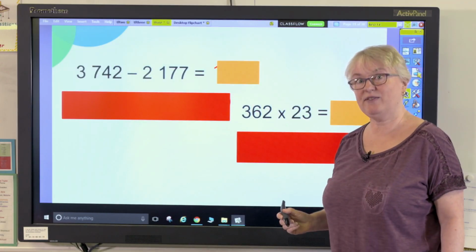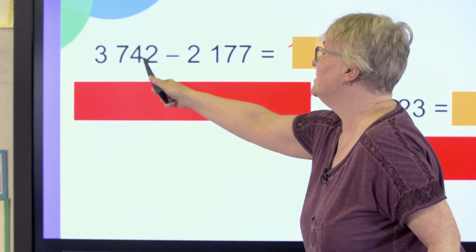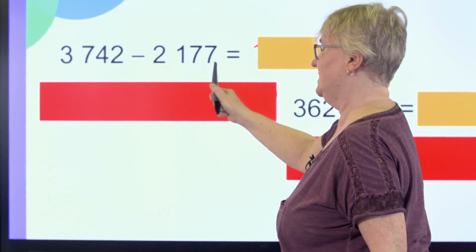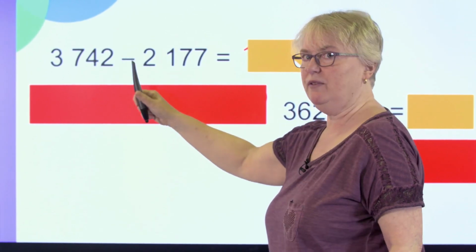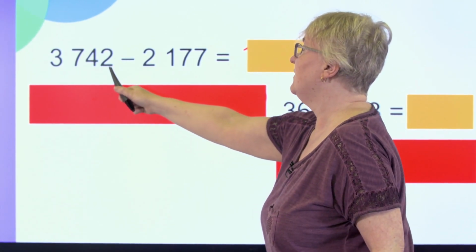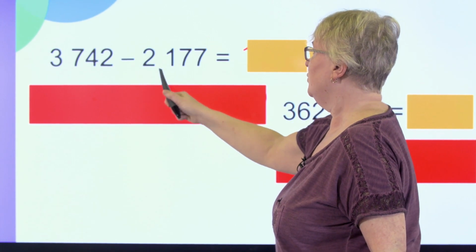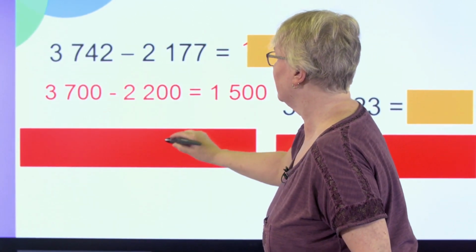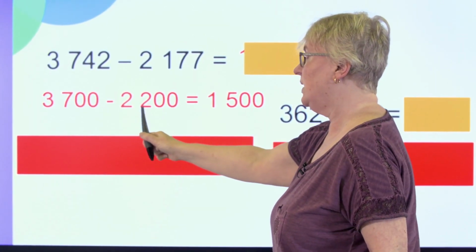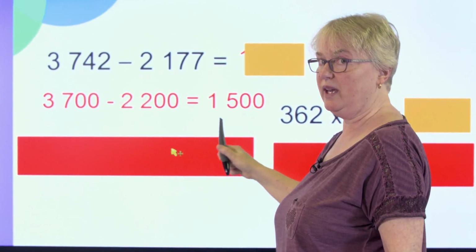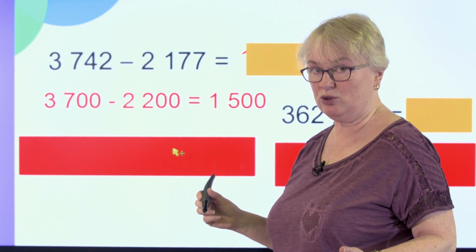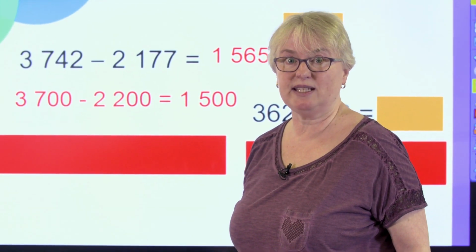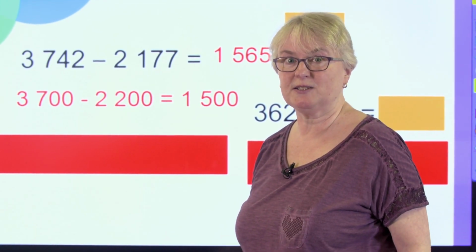Okay, over here we have a subtraction. I've got 3,742 take away 2,177. Well, I can round my first number down to 3,700, take away 2,200. Let's have a look at the estimation. 3,700 take away 2,200 will give me 1,500. And when I do the actual subtraction, I can check and see that actually I'm very close to my estimation, so my answer is probably correct.